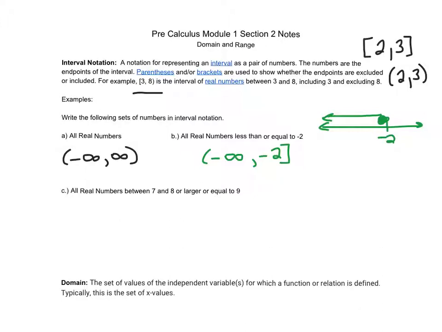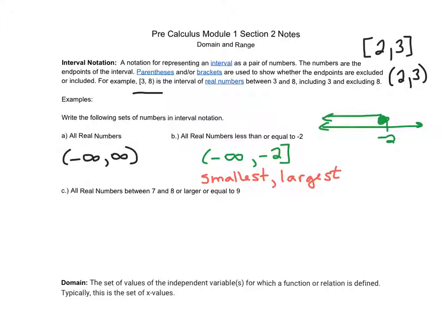So in general, these interval notations always are going to go smallest to largest. And we'll use interval notation a lot on a lot of things we talk about in this course.